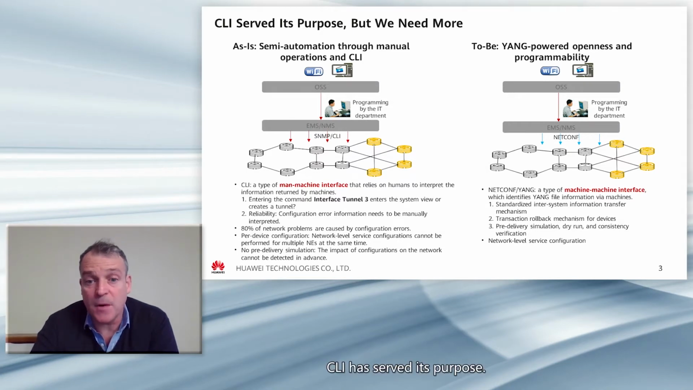CLI has served its purpose. It is designed for human interaction. It's not easy to automate. The interface can be context sensitive with lots of machine-specific behavior, and errors can need human interpretation to decipher. Since the CLI is focused on a single device, network level transactions are not supported and are difficult to reliably automate outside of the device.